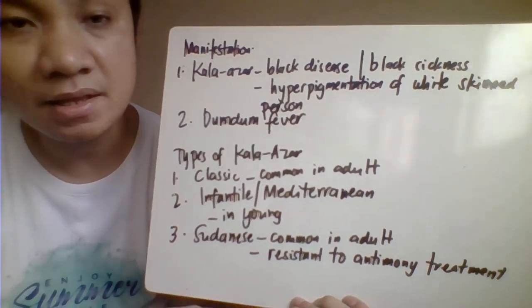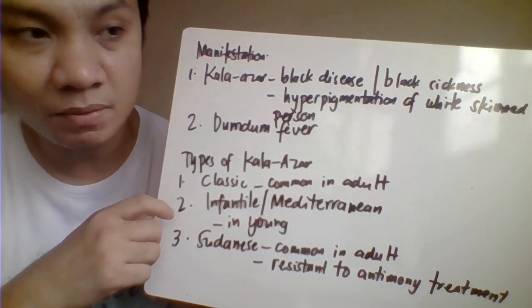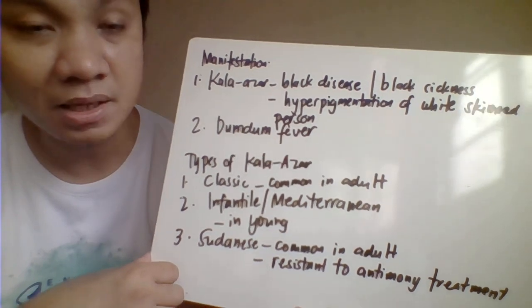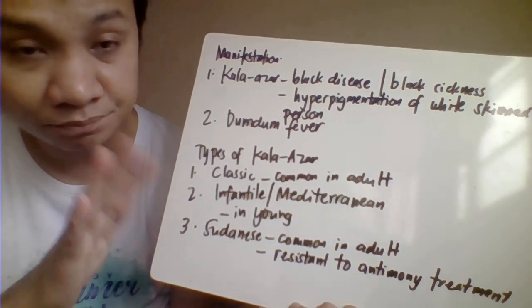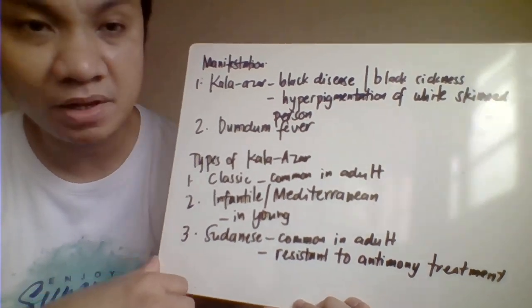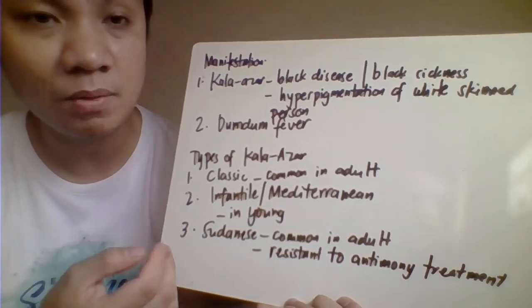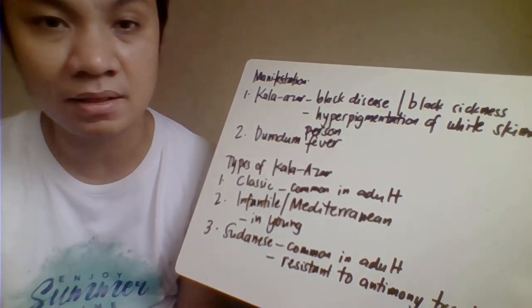So we have here the different types of your Kala-Azar. We have the classic one, which is very common among adult patients. We have also the Mediterranean in the young age population. And we have also the Sudanese Kala-Azar, in adult patients, but that one is more resistant to antimony treatment.